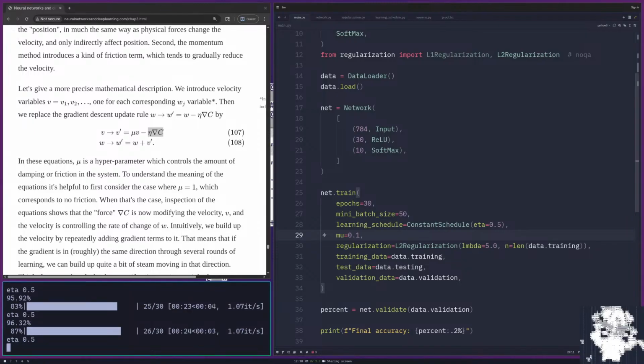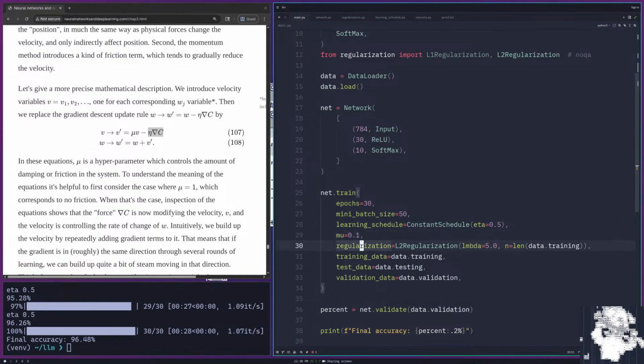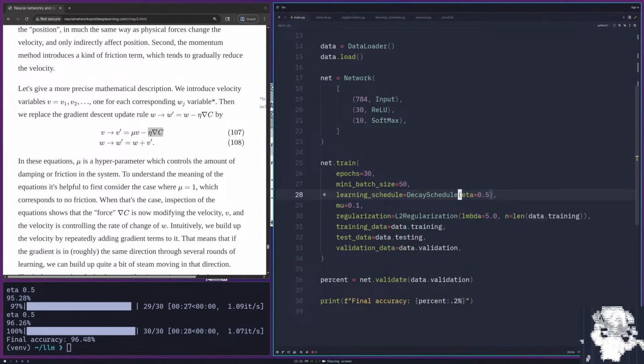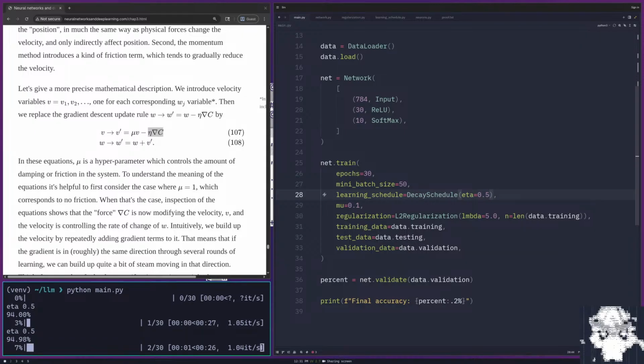Jumping around. Maybe what I need is, oh, that's not what I meant to change. Instead of having a constant schedule, try doing a, what did I call this? A decay schedule. Because I still have a feeling that learning rate should be smaller when you have momentum because you're gonna end up moving by more. I guess that's also what the friction is controlling though.